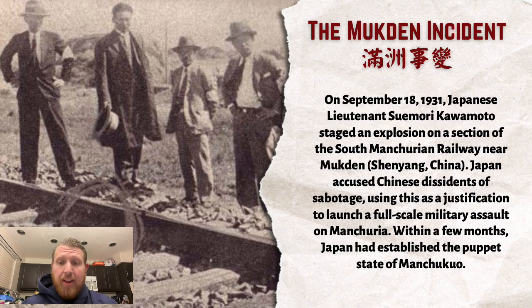So Japan stages an attack, fakes it, and uses it as an excuse to invade Manchuria. When they get condemned, they quit the group.